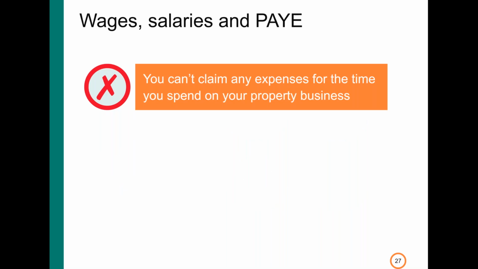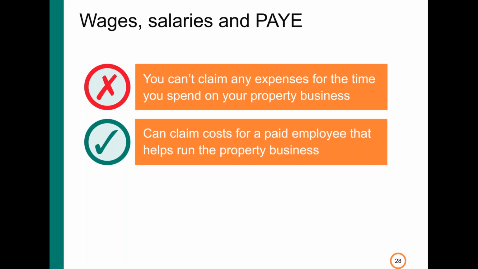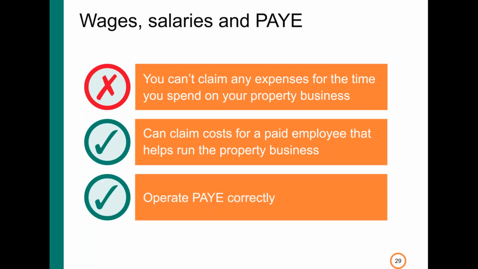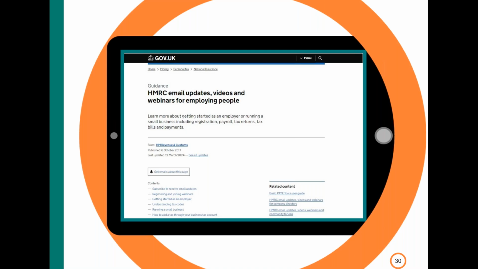You can't claim any expenses for the time you spend on your property business. But if you take on a paid employee to help run your property business, the costs of their employment are allowable as an expense when you work out your rental profits. Make sure you operate pay-as-you-earn correctly, even if they're a family member. HMRC has a wide range of pay-as-you-earn webinars if you want to find out more about this.